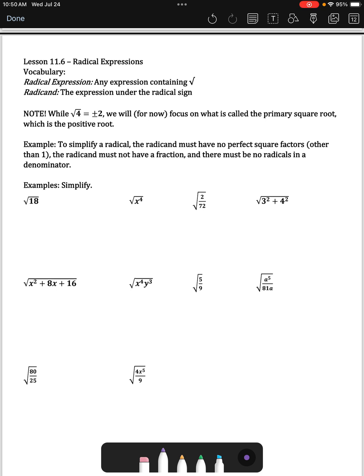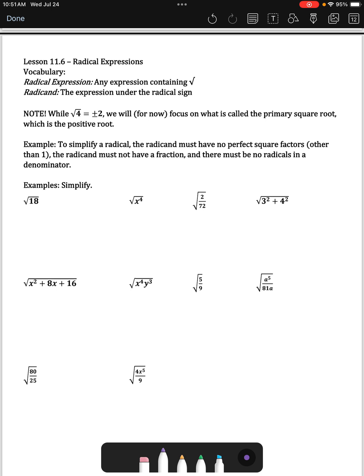Quick note, while we know that the square root of 4 can be both positive and negative 2, because positive 2 times positive 2 gives us that positive 4, but so too would negative 2 times negative 2 give us that positive 4, we are going to, for now, focus on the primary square root, which is just the positive one.